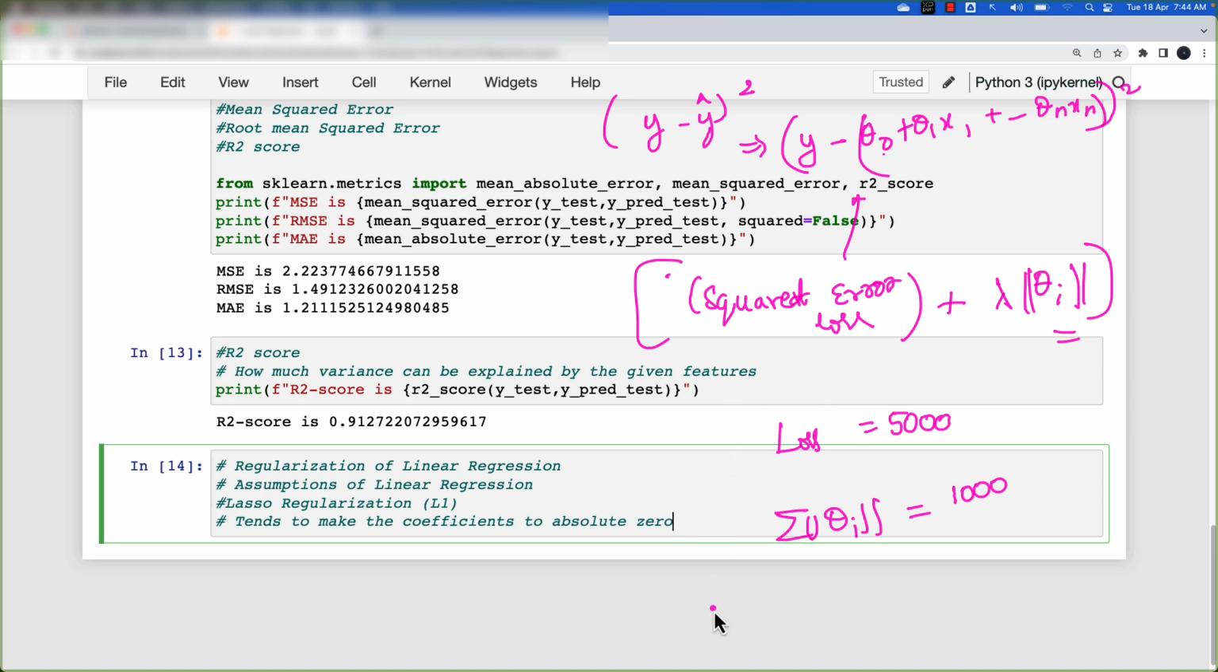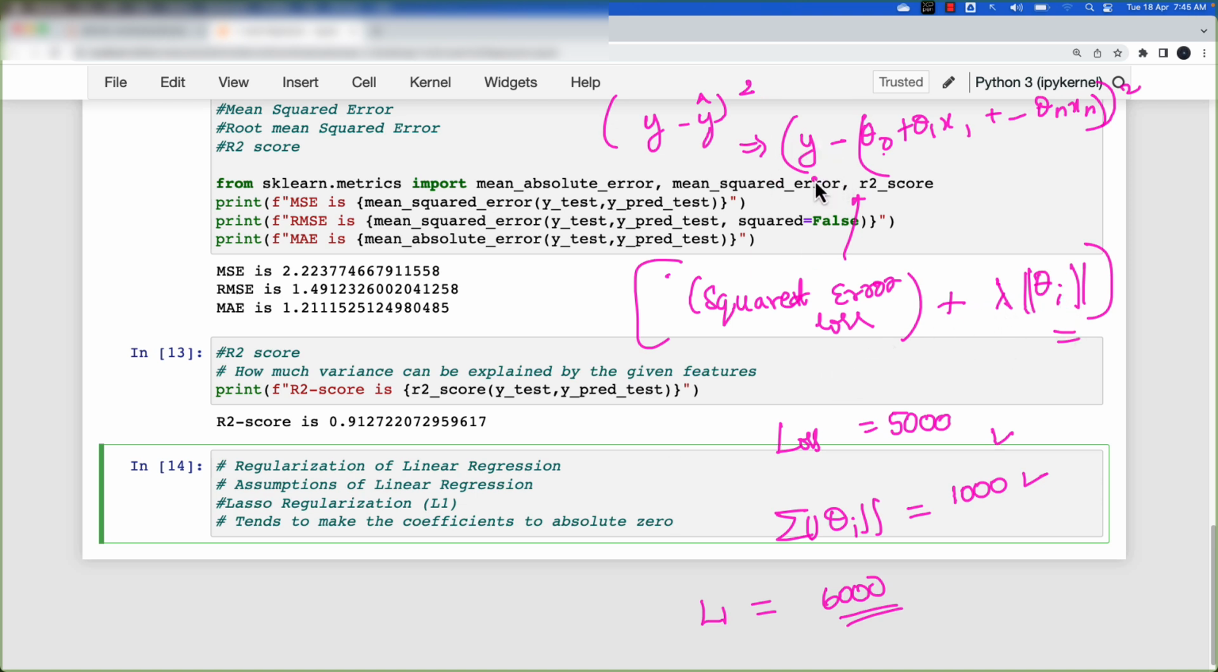So now in case of L1 regularization, I'm getting the total loss as 6000 because 5000 plus 1000. Now 6000 is the outcome of the sum of squared error loss and the sum of the absolute magnitude of these parameters. In such scenarios, if I want to reduce the value of the loss function, I will be forced to reduce the value of coefficients.